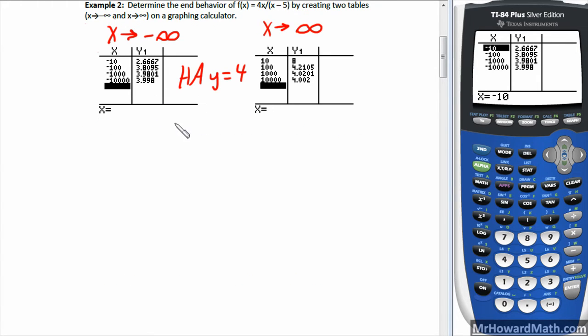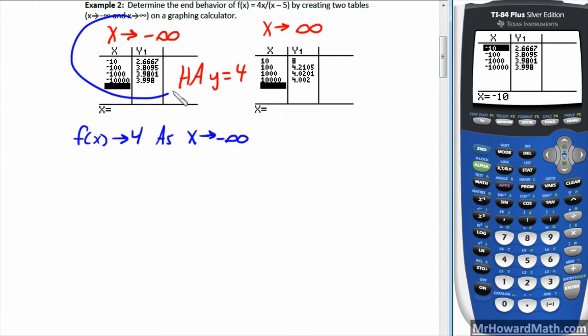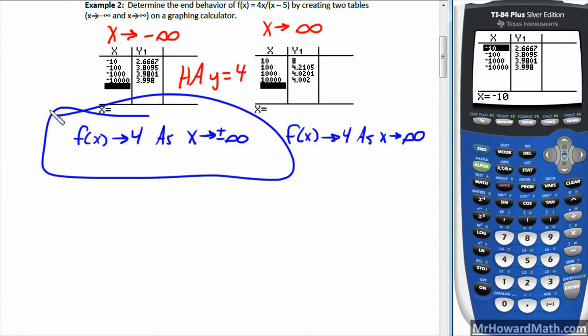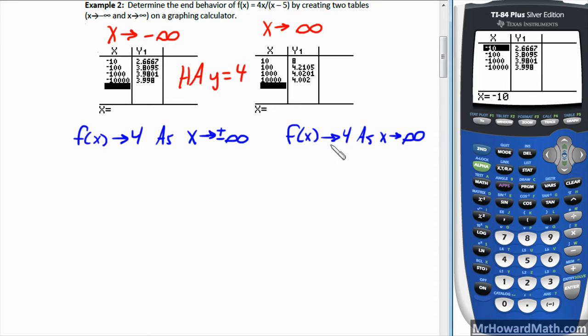All right, so now that we have the horizontal asymptote identified, it's good to write out the end behavior in infinity notation. So we would write it this way. f of x, the y values, approach 4 as x approaches negative infinity. That would be this part. And then over here for this table, f of x approaches 4 as x approaches positive infinity. And you could put plus or minus right here and just write it once since it's the same in both cases, or you can write it in two ways.